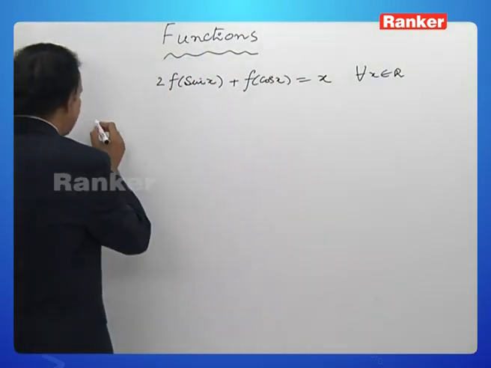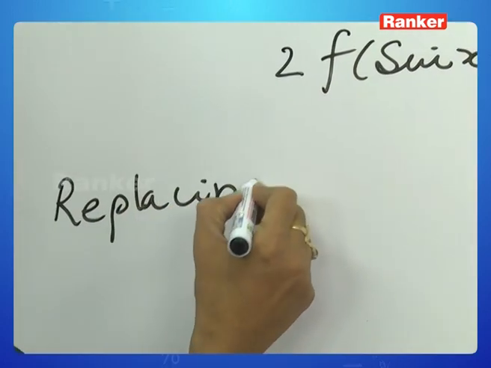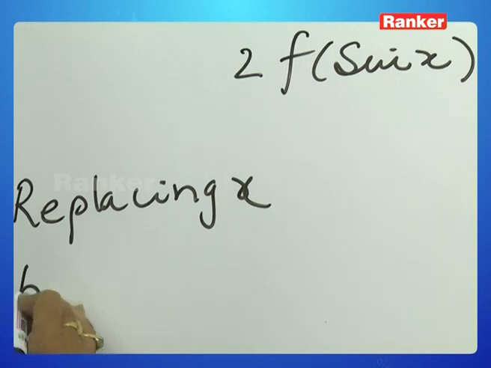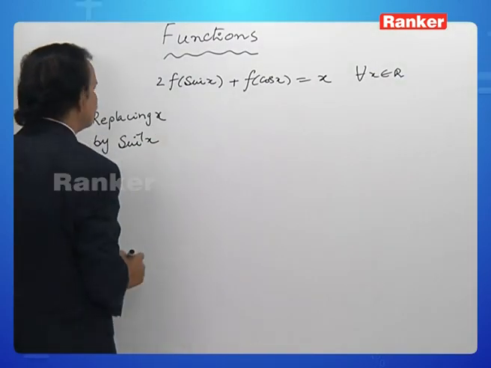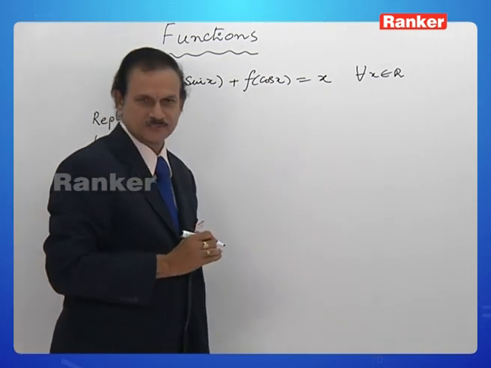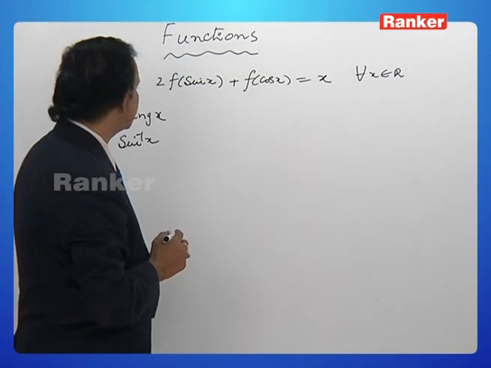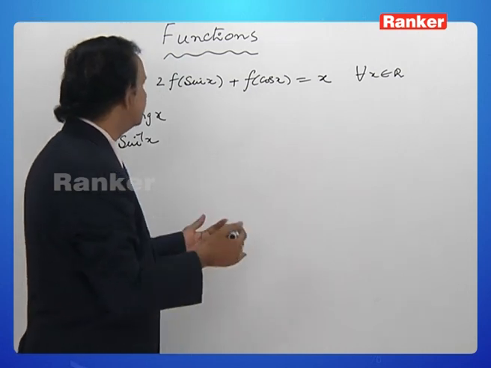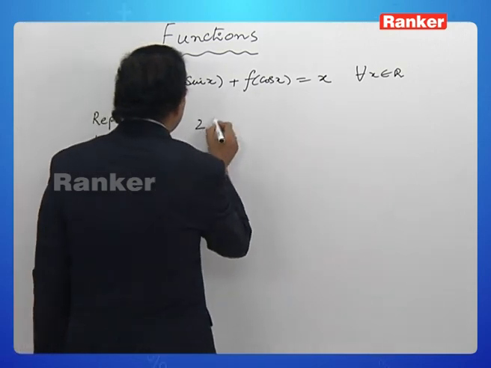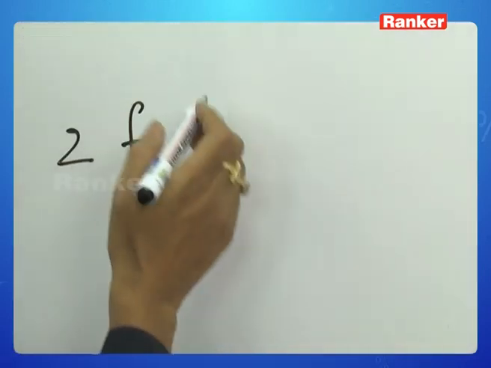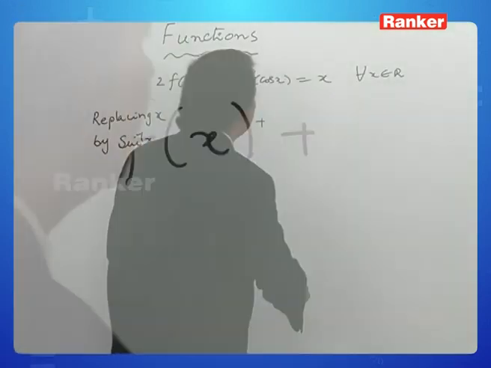In the first step, replacing x by sin inverse x. What happens? Replacing x by sin inverse x. What are you going to see? 2 into f of sin inverse x is x plus f of cos x.